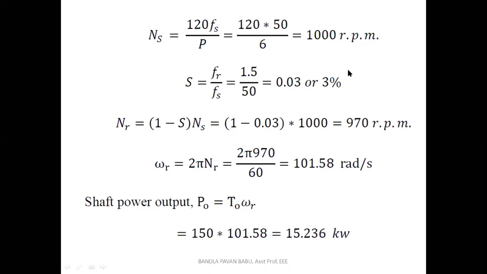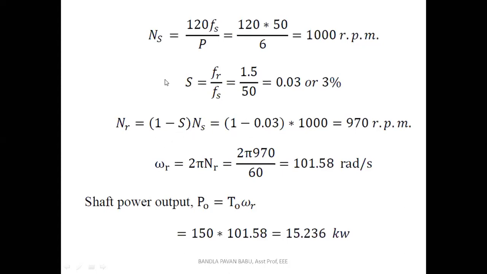So from that we can find out the slip, that is 3%. See here, FR is 1.5 they have given, Fs is 50 hertz also given in data. We can find out the slip. From this slip and from this synchronous speed we can find out the rotor speed, actually the rotation of the rotor. Okay, so this is the relation.